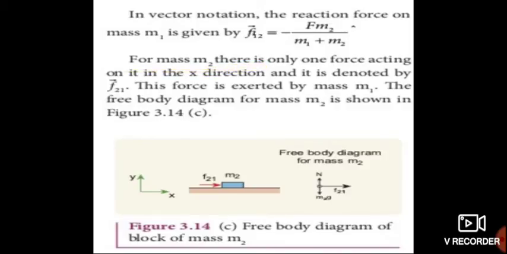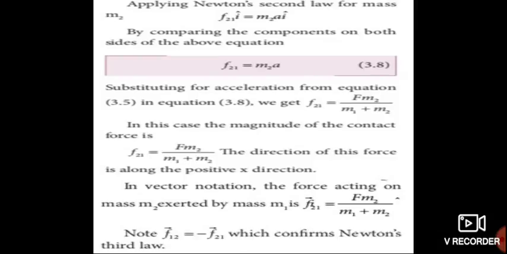For mass m2 there is only one force acting on it in the x direction, and it is denoted by the F21 vector. This force is exerted by mass m1. The free body diagram for the mass m2 is shown in the figure. Here mg is acting downward, the normal force is acting upward, and F21 is acting along the x axis. It is the free body diagram for the second body.